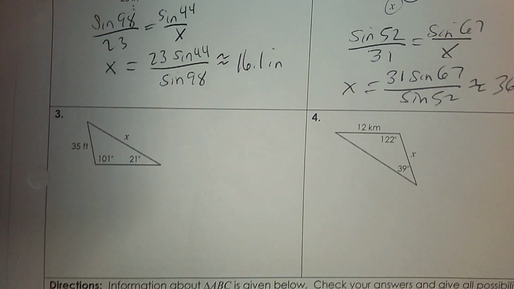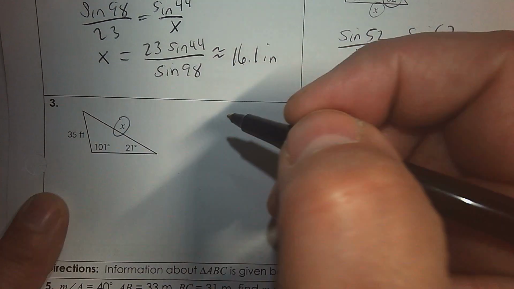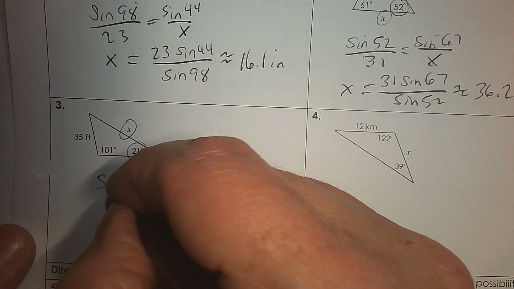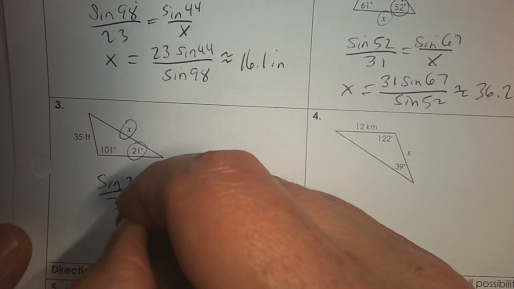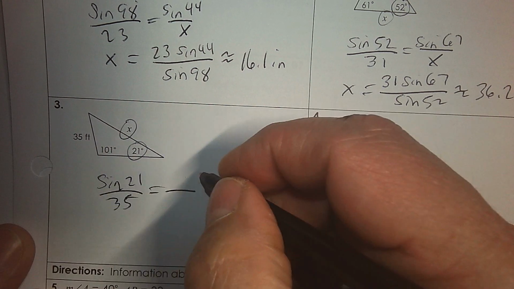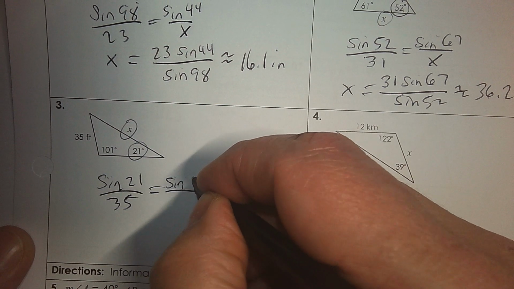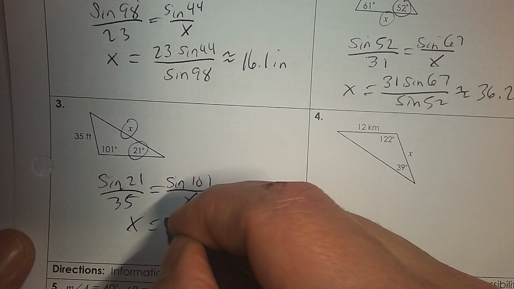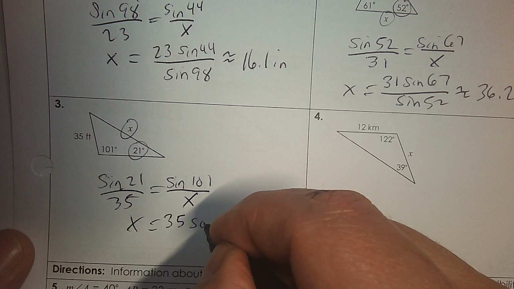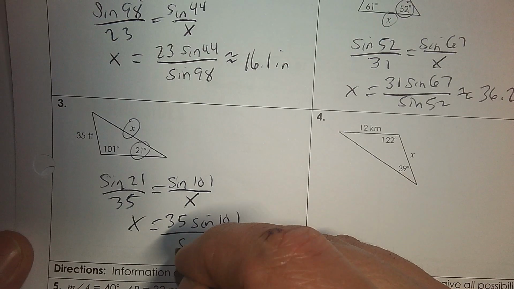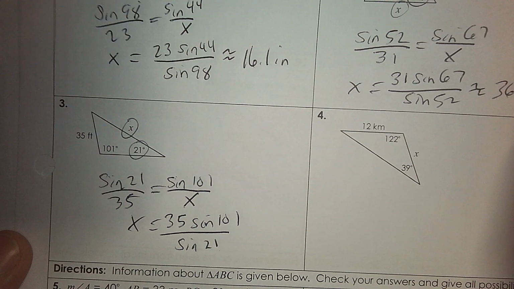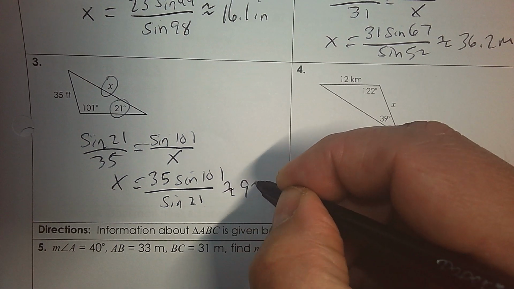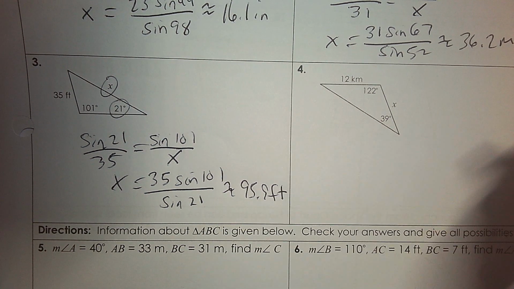Number 3. Again, this is what I'm looking for. So what do I know? I know sine 21 and its opposite side 35. I'm looking for x, so the angle is sine 101 over x. To get x by itself, you multiply and then divide. So it's 95.9 feet when you use your calculator.